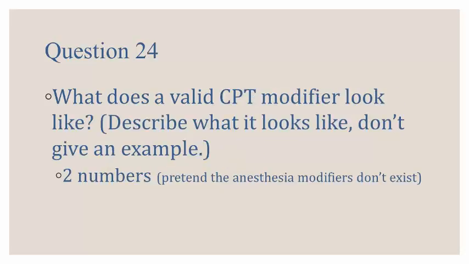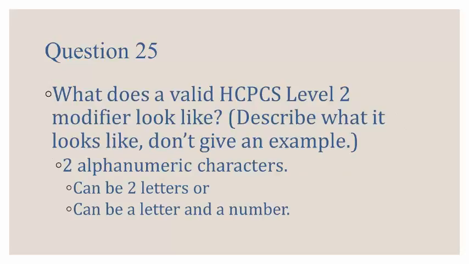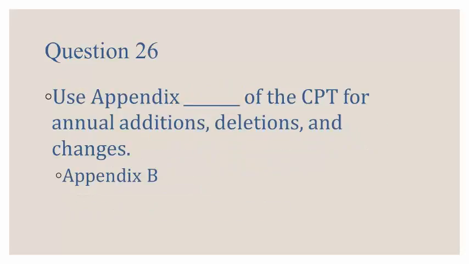Question 24. What does a valid CPT modifier look like? It is 2 numbers. What does a valid HCPCS Level 2 modifier look like? It is 2 alphanumeric characters. It could be 2 letters or a letter and a number. Use Appendix B of the CPT for annual additions, deletions, and changes.